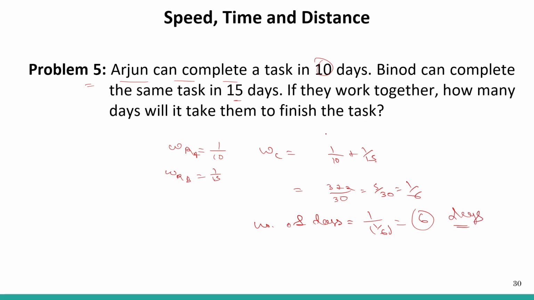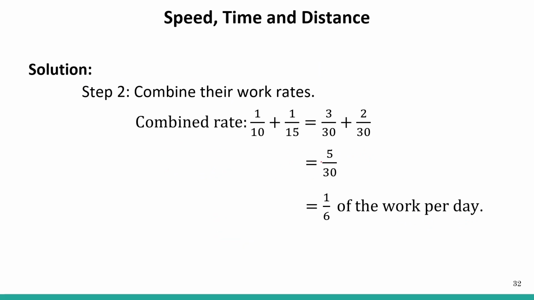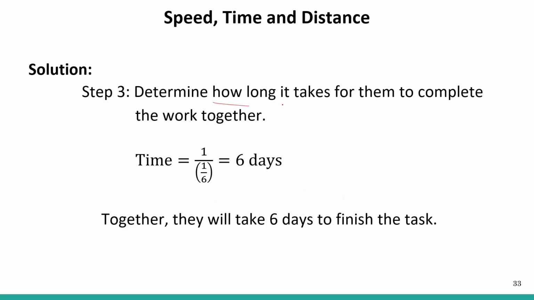Okay, so Arjun's rate is what? 1 by 10 of the work per day, and Binod's rate is this much amount. So it will be what? 5 by 30, that is 1 by 6th of the work per day. So determine how long it will take for them to complete the work together. So time will be 1 by 6, that is the reciprocal of the combined work rate. That is 6 days. Okay.